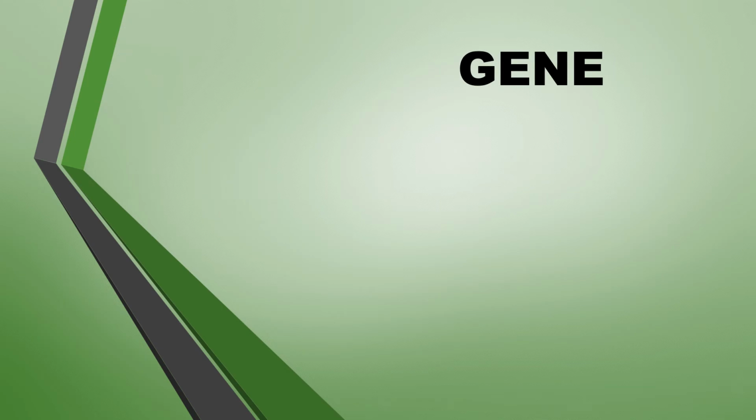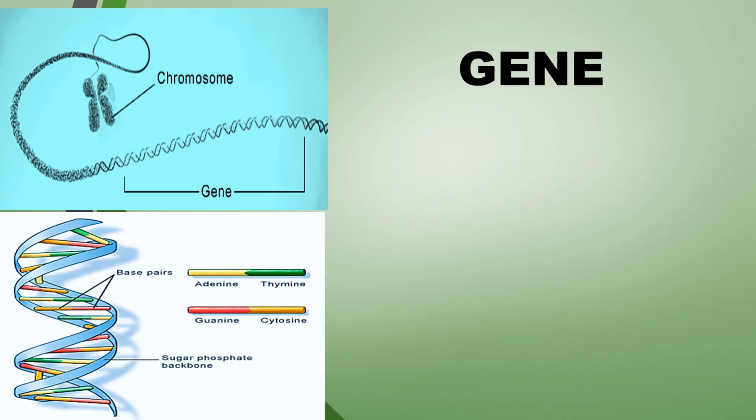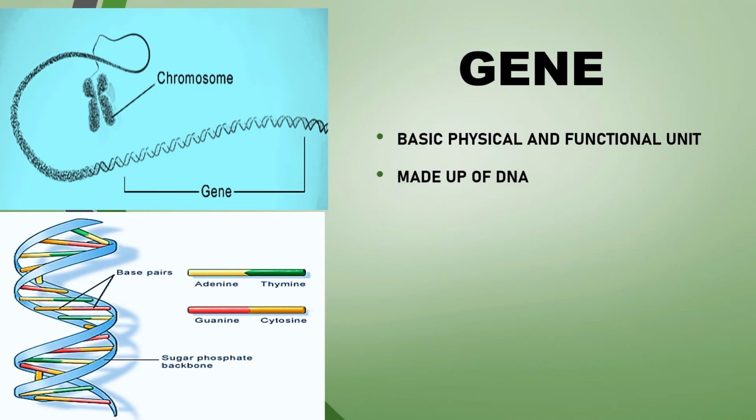Gene. What is a gene? It is the basic physical and functional unit of heredity, and it is made up of DNA, that is deoxyribonucleic acid. So, this chromosome is made up of tightly coiled DNA, and the length of DNA which codes for the production of protein is known as a gene. So, genes are a length of DNA.